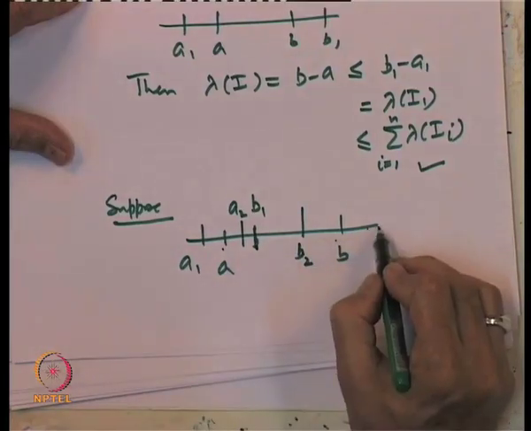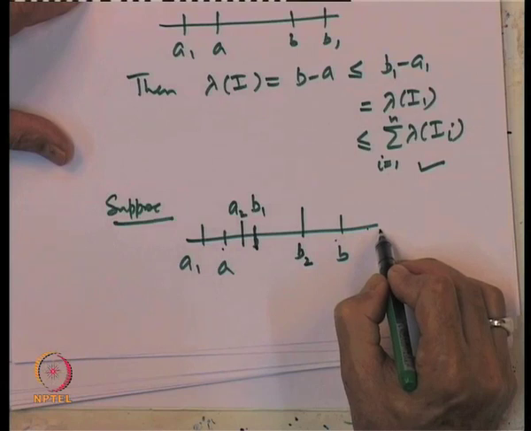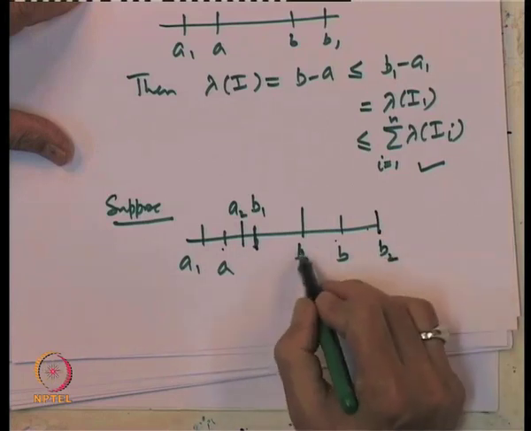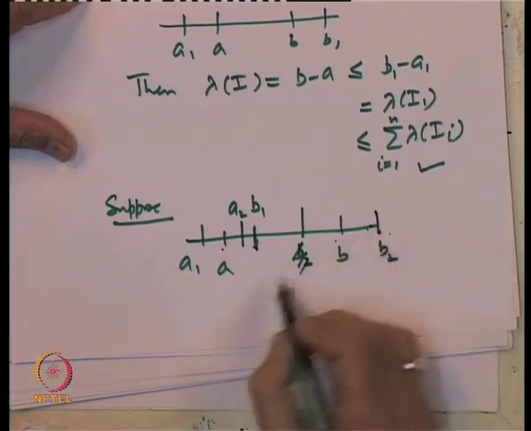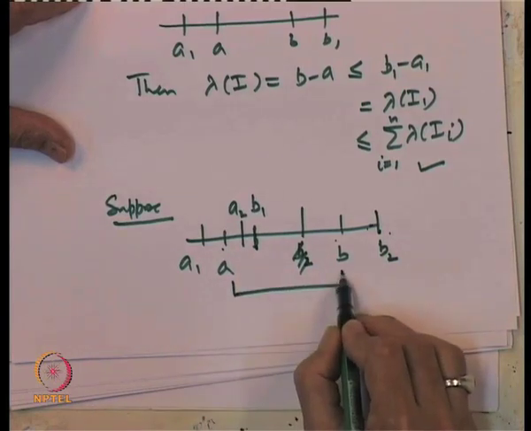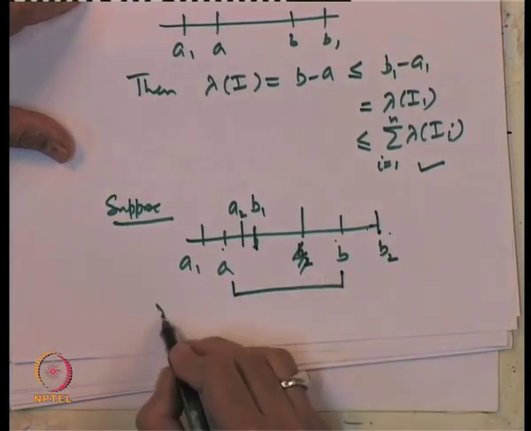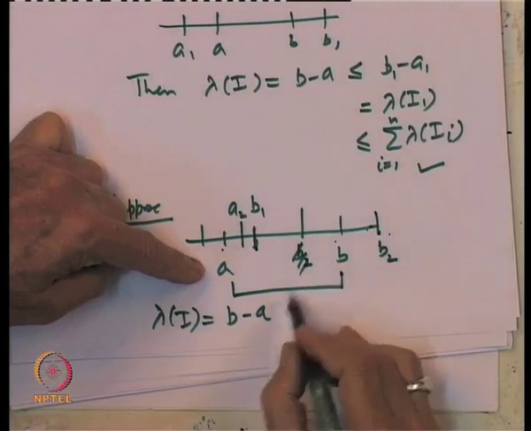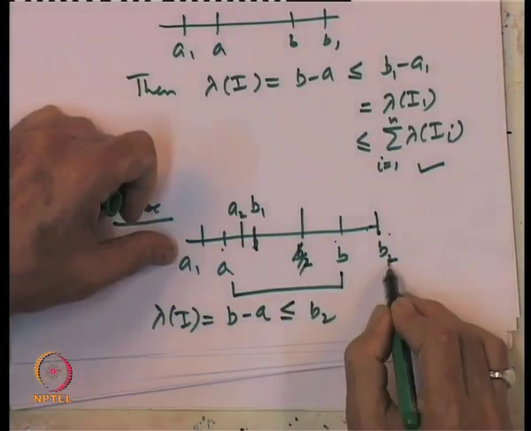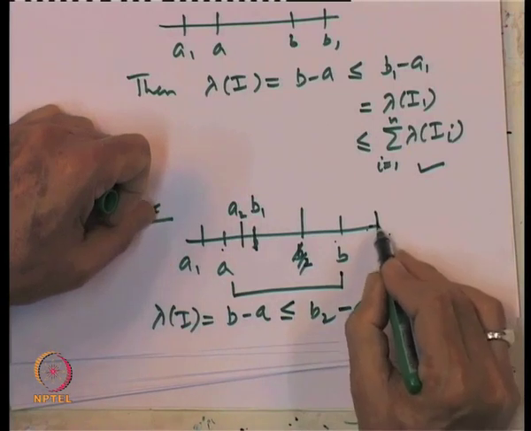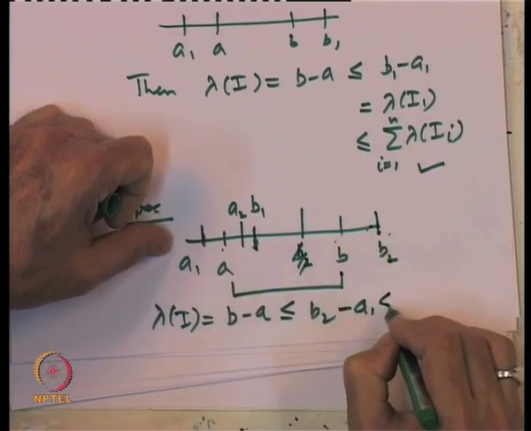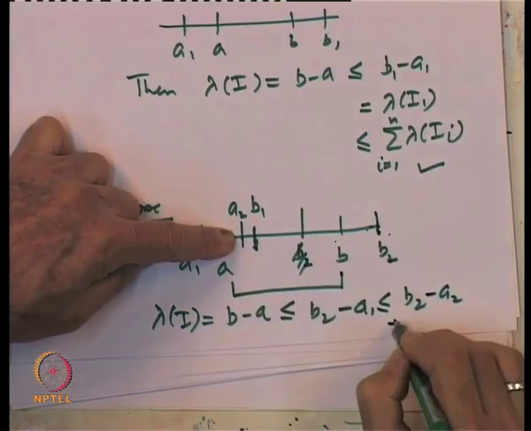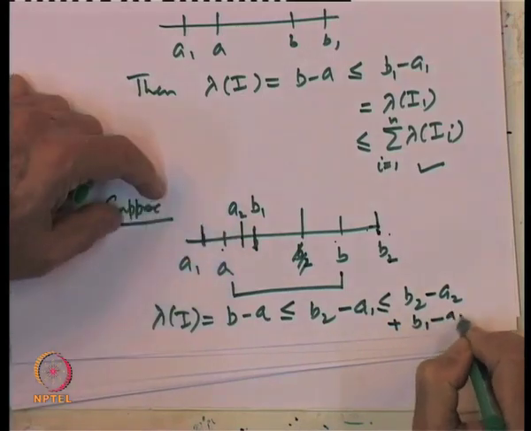And if it is on the right side of it, that means what? So, let us say it is on the right side. So, here is b_2 instead of here, let us say b_2 is here. Then the length of the interval I, which is equal to b minus a, is less than or equal to b_2 minus a_1, which is less than or equal to b_2 minus a_2 plus b_1 minus a_1.